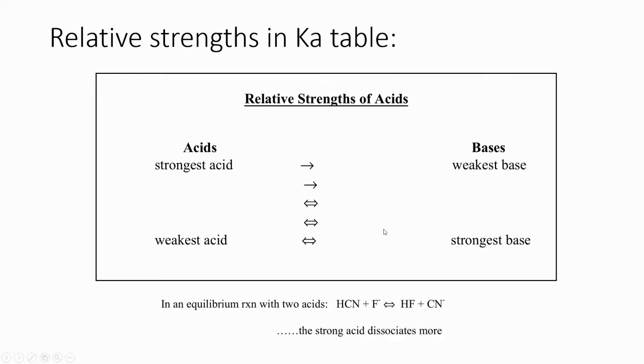In an equilibrium reaction with two acids, so we have our HCN and F minus, and HF and CN minus, the stronger acid is going to dissociate more. The Ka value that you see on the right is its amount of ionization or dissociation. So the stronger one is going to push the equilibrium to the other side.